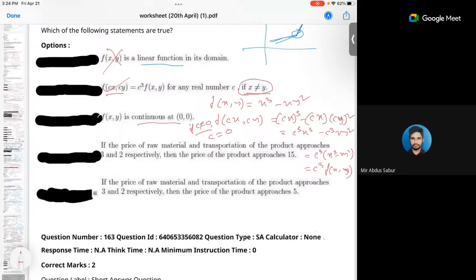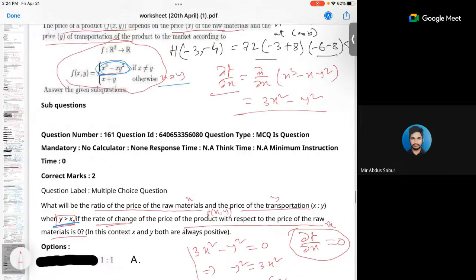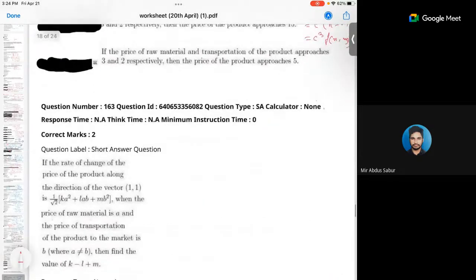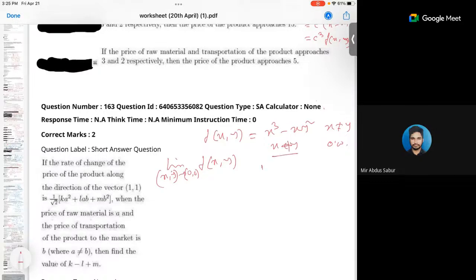And for the continuous case, since this function is piecewise, I am writing the function again. f(x, y) is equal to x cube minus x y square when x is not equal to y, and x plus y otherwise. For the continuous case, you have to find the limit of f(x, y) as (x, y) goes to (0, 0). At (0, 0) the function is x plus y, so f(0, 0) will be 0 plus 0, that is 0. If you find this limit is equal to 0, then it will be continuous. Otherwise, it will not be continuous.